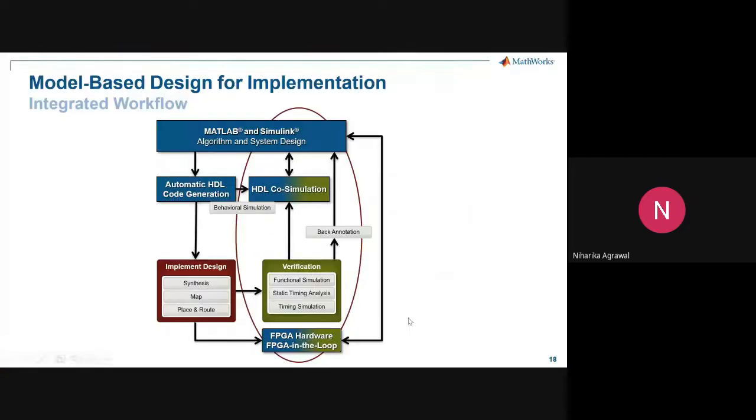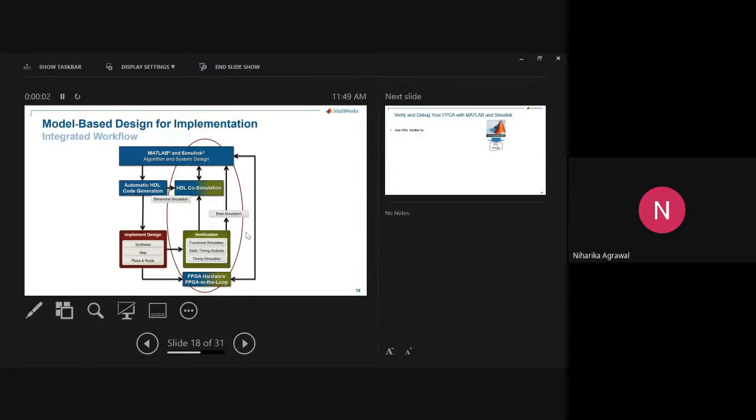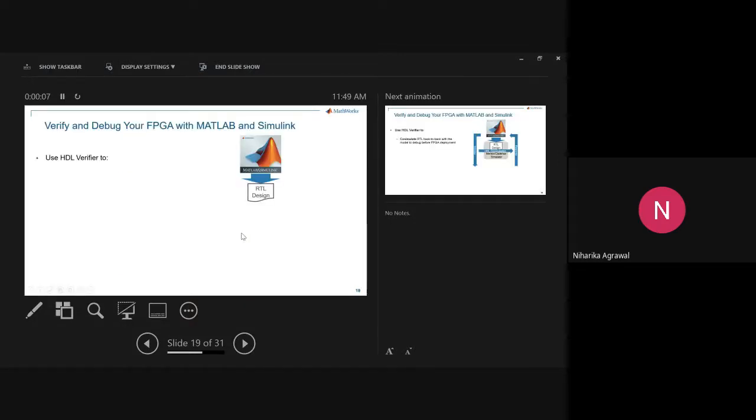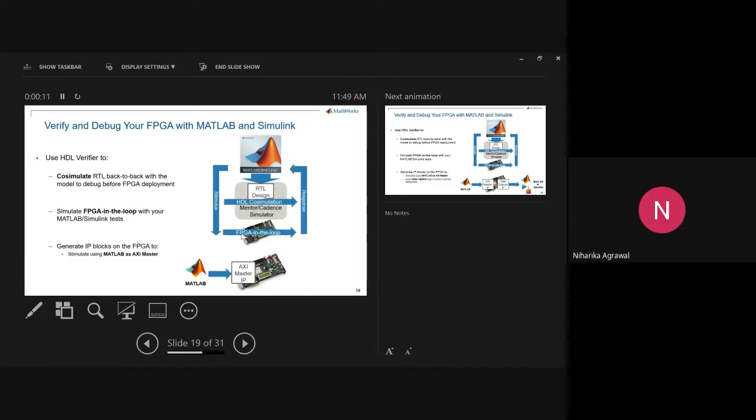So till now I have shown you the HDL code generation part. Now I'll talk about HDL verification. We have the HDL Verifier as a tool for verification, which co-simulates the RTL back to back with the model to debug before FPGA deployment. As I have already told you, it deploys your design on hardware, then gets the algorithm output back from hardware to the system, and you can verify it with your actual algorithm design results.